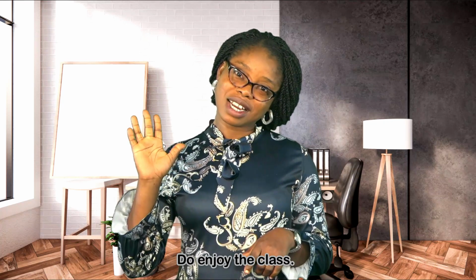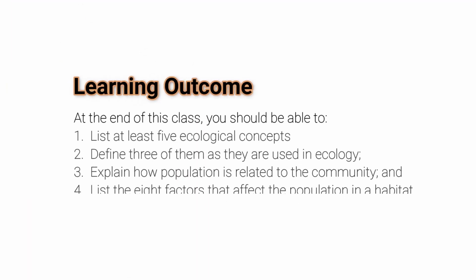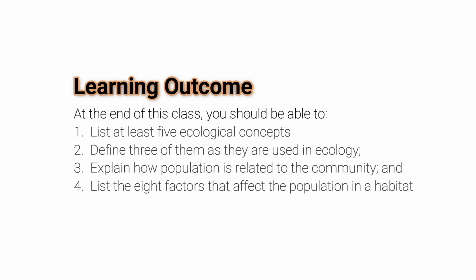At the end of this lesson, you should be able to list at least 5 ecological concepts, define 3 out of them as they are used in ecology, then explain how population is related to community and list the 8 factors that affect the population in a habitat.